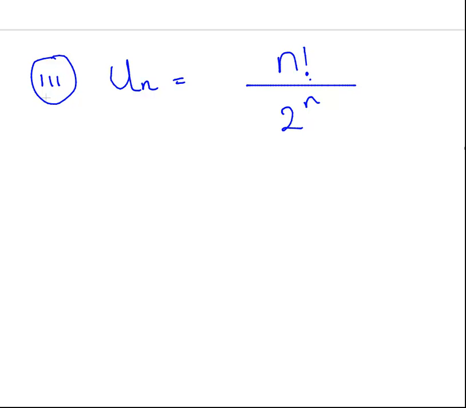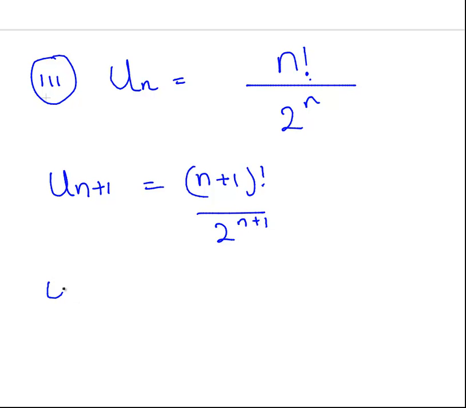Okay, third example, we're moving along quite nicely. N factorial divided by 2 to the n. So this is using the last two examples together and expressing them as a fraction. So u of n plus 1 is n plus 1 factorial over 2 to the n plus 1.